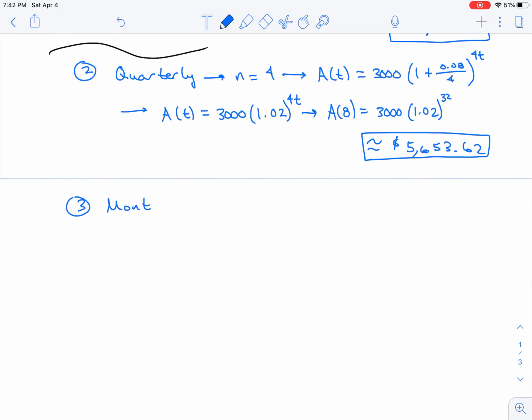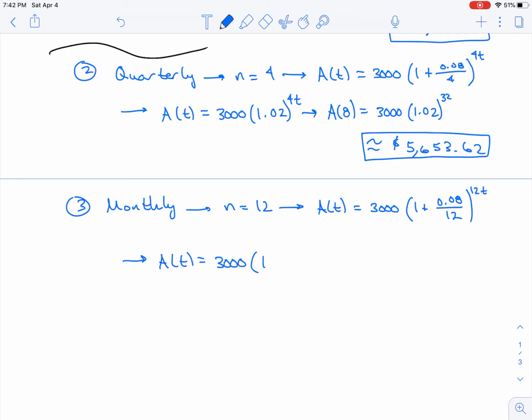Now if we do this monthly, this corresponds to the number of times in a year compounded being 12. And so our model would be A of t is 3,000 times the quantity 1 plus 0.08 divided by 12 to the 12t. And simplifying this, we would have A of t is equal to 3,000 times 1.006, and the 6's repeat forever, to the 12t.